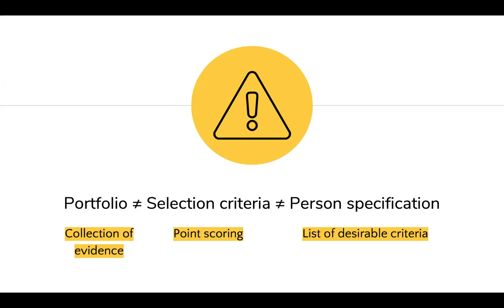The portfolio is basically a collection of evidence. Selection criteria are what you will use for point scoring. You will have to do the scoring beforehand to score yourself, and then this will be compared in your interview to what they think you actually deserve. And then finally, the person specification, which is basically a list of desirable criteria.